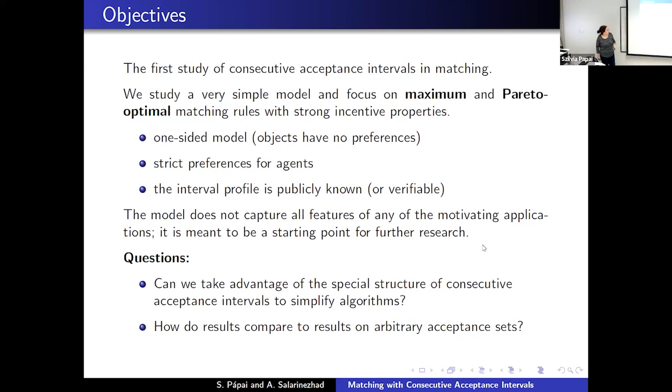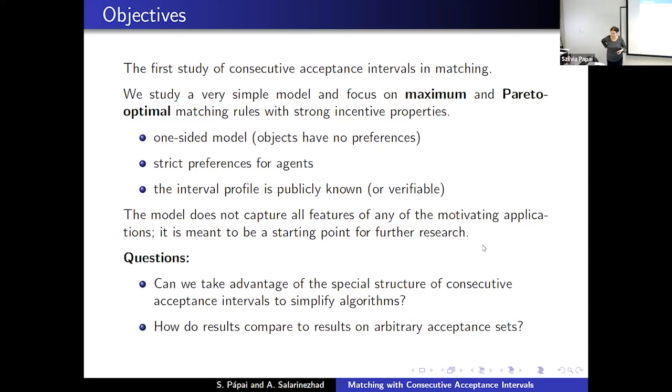Okay. And here I will mostly focus in this talk, and this is actually the focus of the paper, so I'm not just presenting some not so interesting part of the paper, and I think I'm presenting the most interesting part. So I will focus here on the maximum and Pareto-optimal matchings.